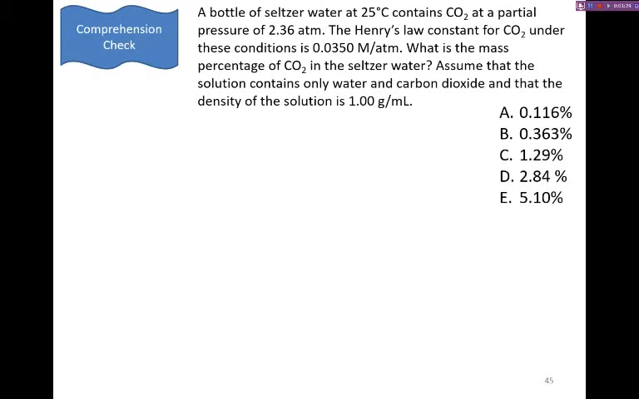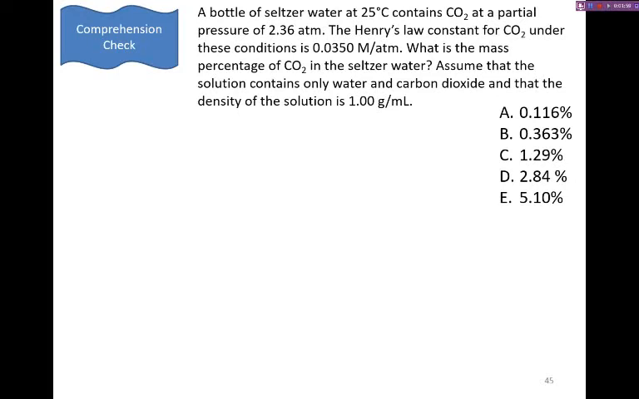Pause this video and try this one on your own as well before seeing me work through it. Welcome back. So in this problem, we read that we have a bottle of seltzer water at 25 degrees Celsius that contains carbon dioxide with a partial pressure of 2.36 atmospheres. We're given the Henry's law constant for those conditions, and we want to know what's the mass percent of the carbon dioxide in the water. We assume that the solution is only water and carbon dioxide, and we're given the density of water.